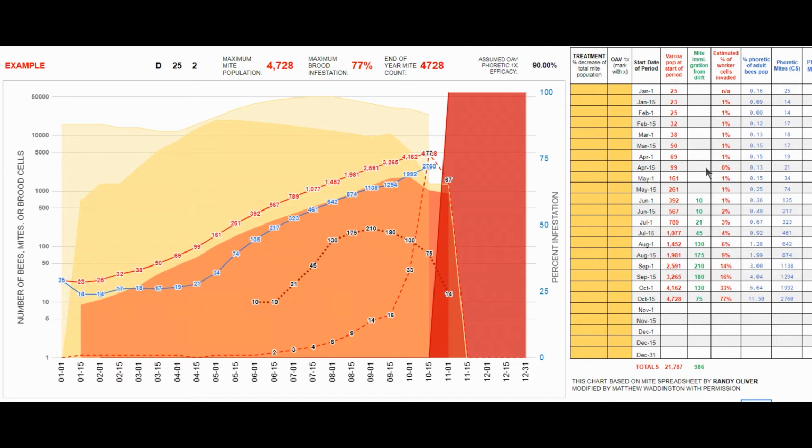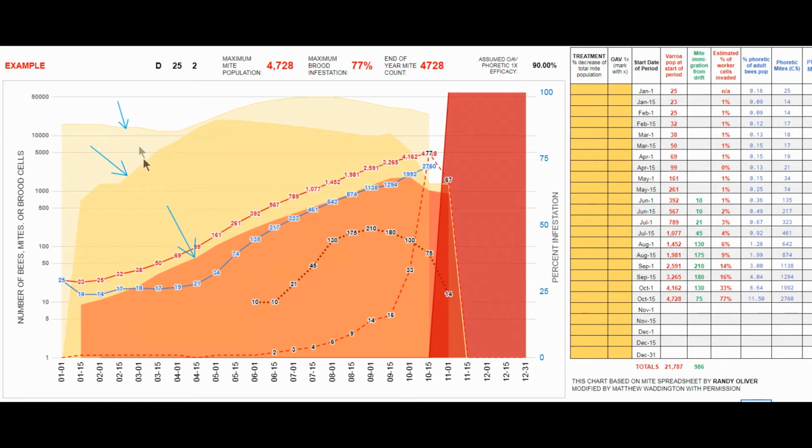So these are the outputs that you'll see in this chart. First, I want to explain that the left axis, the y-axis, is a logarithmic scale, which I think allows a little bit more room to show what happens to the lesser valued numbers as your treatments progress. In terms of the chart itself, you'll see that this is the adult bee population. This is the capped brood population. And this is the capped brood infested population.